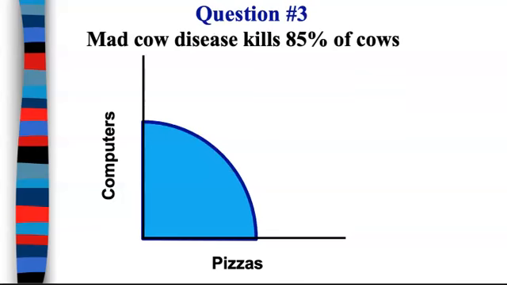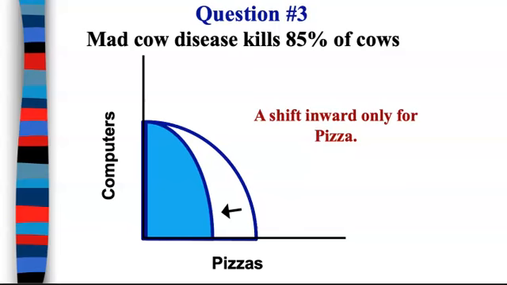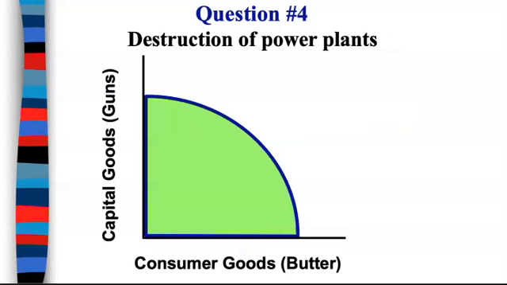What about for number 3? Mad cow disease kills 85% of cows. Well, let's assume they're dairy cows here, so you're going to have less cheese. And so this is going to shift inward, but only for pizzas, since you don't really need cheese for computers. Notice once again, this arrow pointing inwards right over here indicates that that curve is shifting inwards.